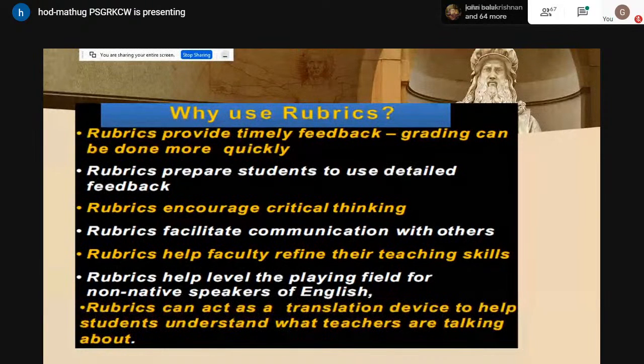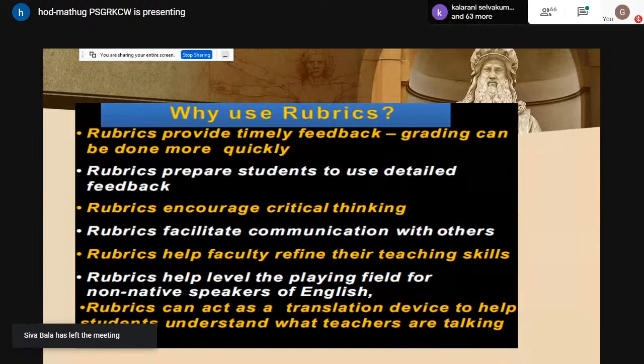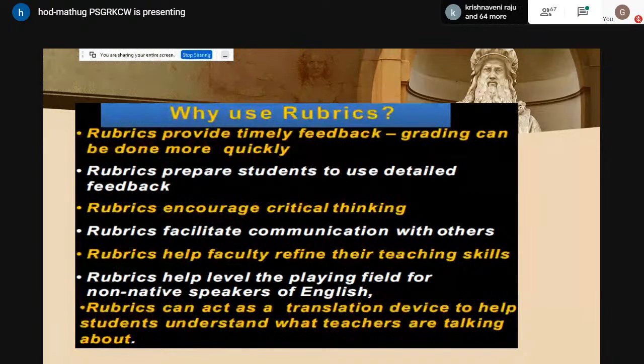Rubrics help level the playing field for non-native speakers of English. That is very important, because sometimes Tamil medium students are sitting there, and they have a lot of difficulty; they may not understand what we are asking them to do. So when you give them rubrics like this, they will know what is to be done and what is not to be done. Rubrics can act as a translation device to help students understand what teachers are talking about.